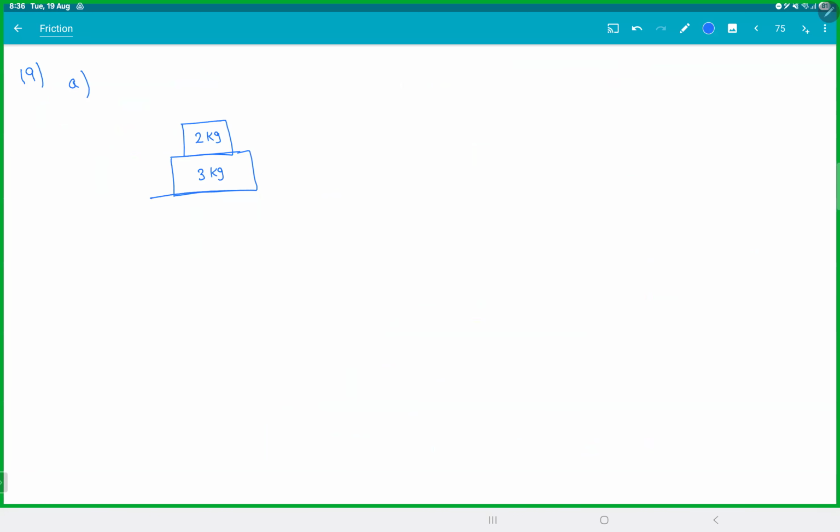So we've got two blocks here. The floor is smooth, and let's say this mu is 0.3. And you're applying F equal to t, so force is changing with time. As time passes, the force will keep increasing. Let's make it 0.2. So at t equal to 0, force is 0, at t equal to 10, force is 10, and so on.